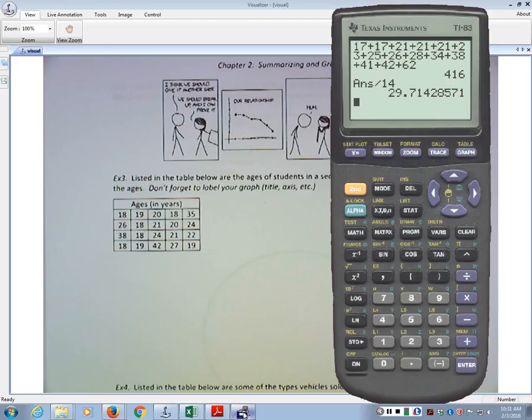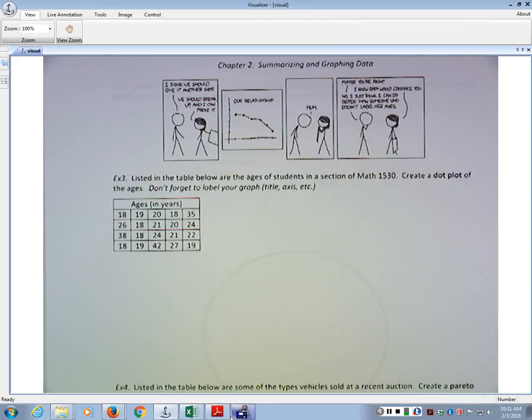Calculator out of the way. I'll let you read the little cartoon, the very corny little cartoon up there.